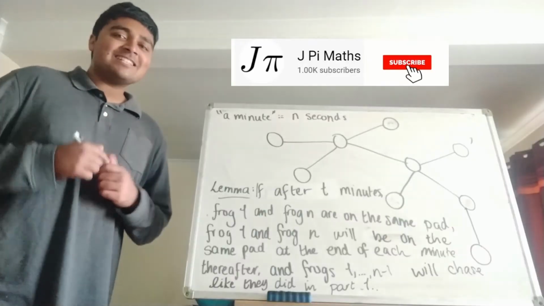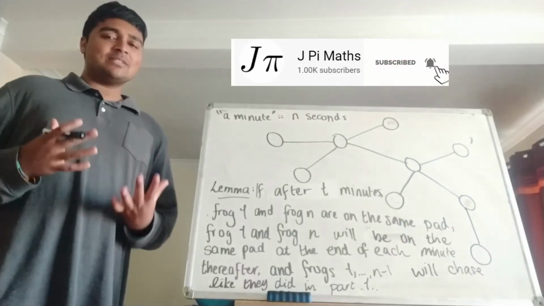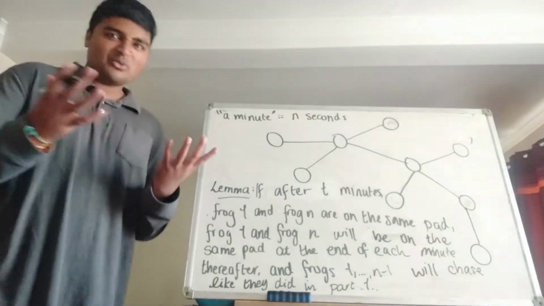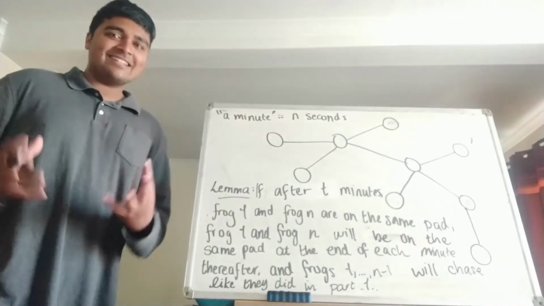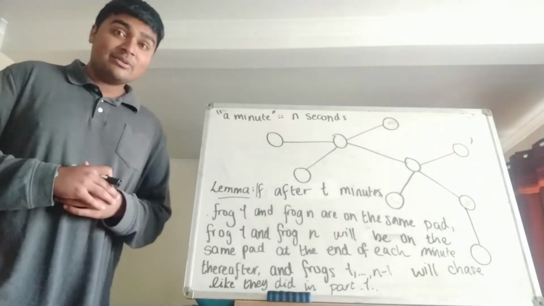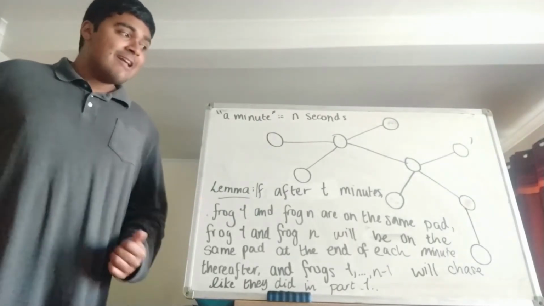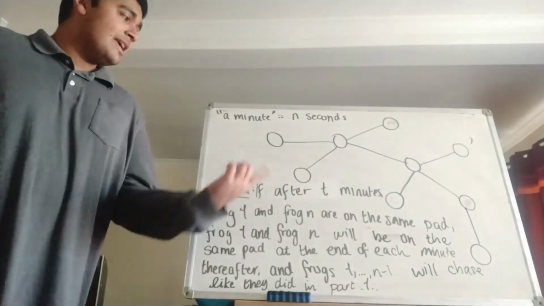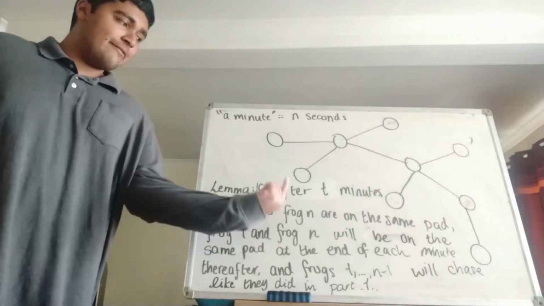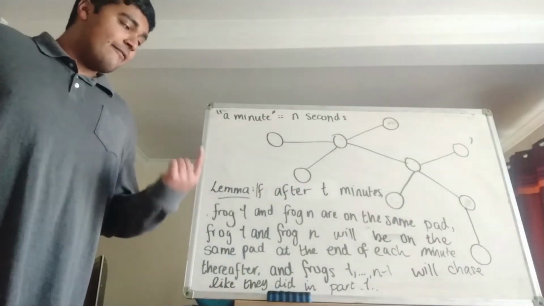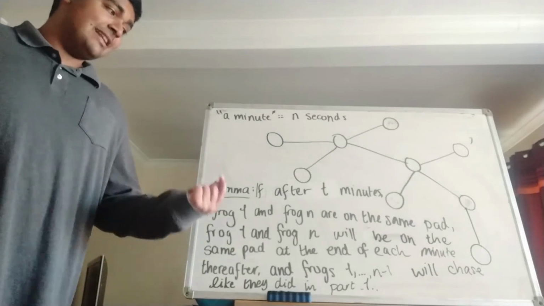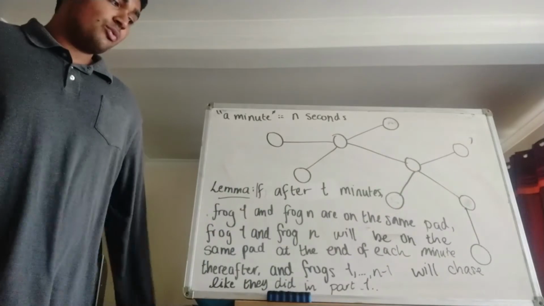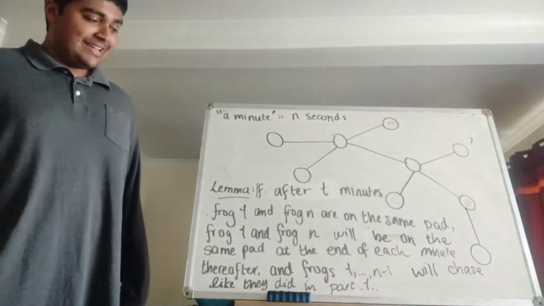Okay, so the first thing we're going to do is introduce a definition, and that is we're going to define a minute to just be n seconds, because of course everything we're doing is working in n seconds, so this makes sense. The next thing we're going to do is state and prove a lemma, and it's split into two parts, but let me read it out in full and then I'll break down each part. If after t minutes, frog 1 and frog n are on the same lily pad, then frog 1 and frog n will be on the same lily pad at the end of each minute thereafter, and frogs 1 through n-1 will chase like they did in part 1.